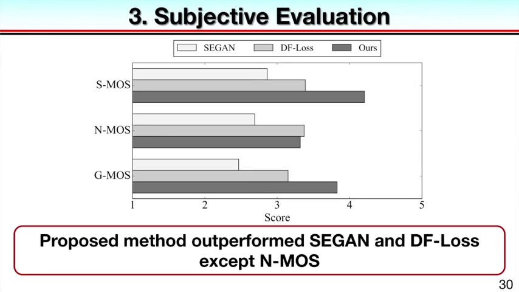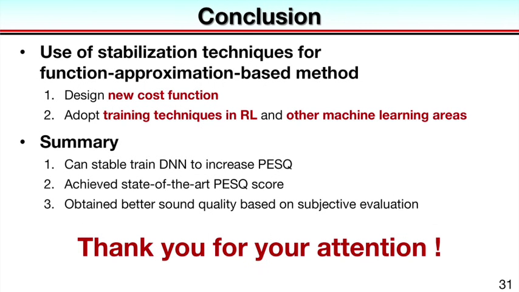The proposed method outperformed SE-GAN in terms of all factors and outperformed DF-ROS except for NMOS. In addition, statistically significant differences were observed in SMOS and GMOS between the proposed method and the others according to the paired one-sided t-test. This result suggests that the proposed method improves not only objective measurements but also subjective quality. The conclusion is here.